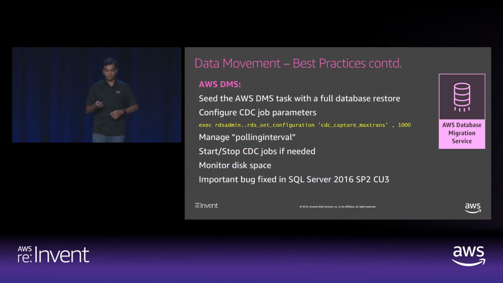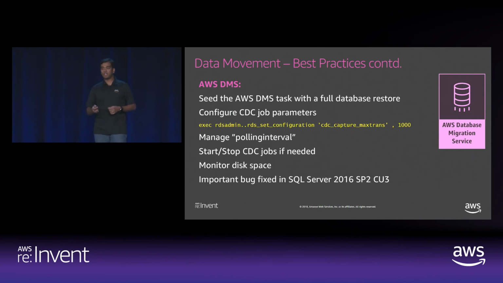Now, before we get into the parameters, DMS lets you do a full database backup, restore that, and then tell DMS to start applying changes from a particular LSN. That's really neat. So you don't have to use the DMS initial load, because that is essentially just reading tables, creating cursors on your target, and bulk inserting. So the native backup is going to be a much better seeding mechanism than the DMS initial load.